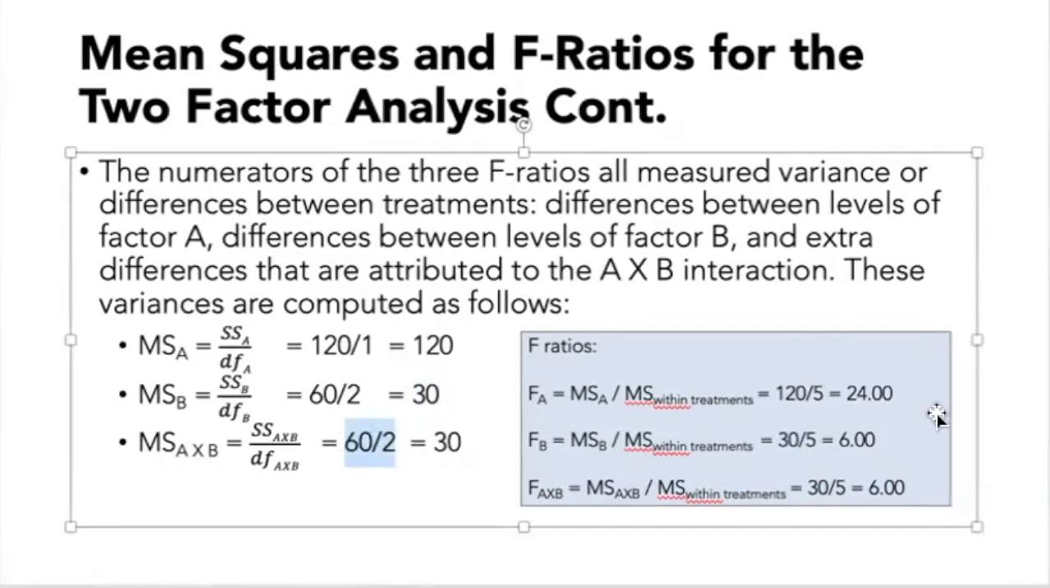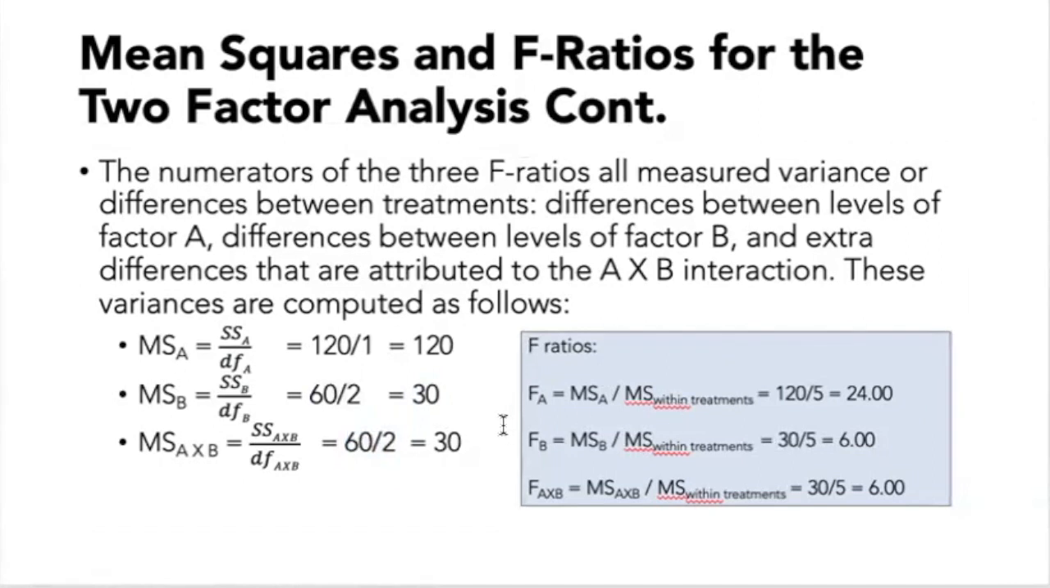For each one of these, now we have calculated F ratios. The F ratio for factor A, main effect, is mean squares A divided by mean squares within treatment. So MSA here is 120 divided by 5. The F value is 24. And then for the next one, it is going to be 6. For the interaction, that is also going to be 6.